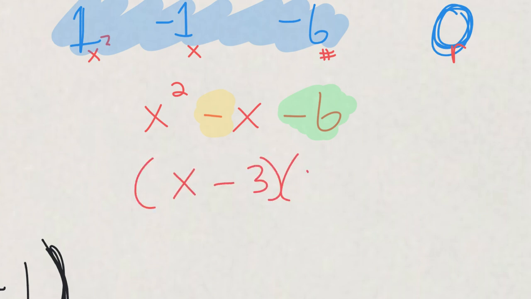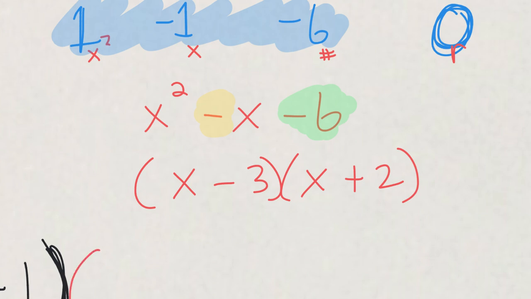Positive 2 and negative 3 are your two numbers that have that property. Negative 3 times positive 2 is our negative 6. And then here we have negative 3x in the middle and a positive 2x from the outside, and those combine to give you a negative 1x. Okay, which now means we're done, right?